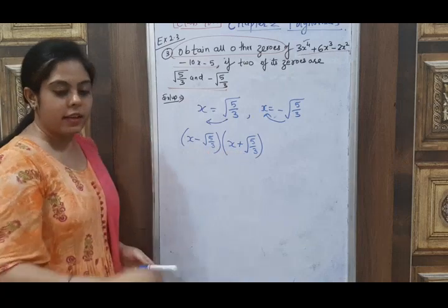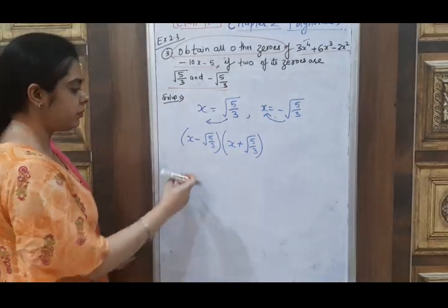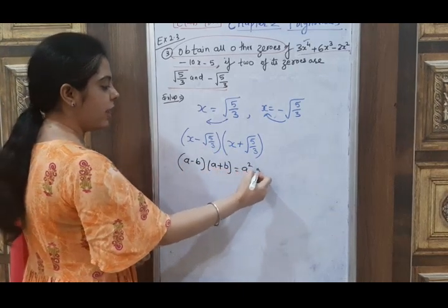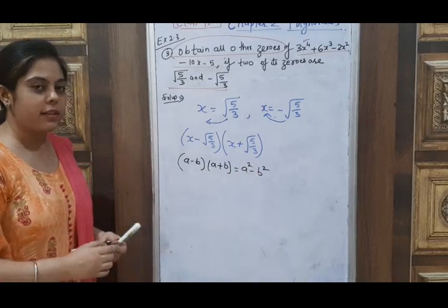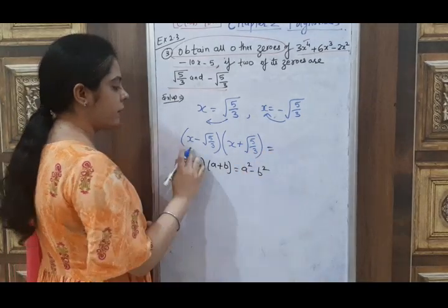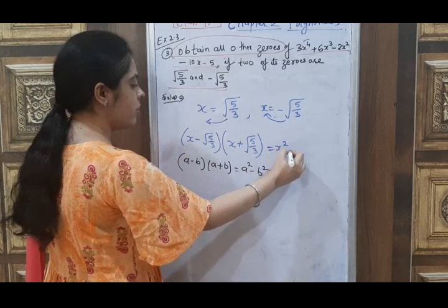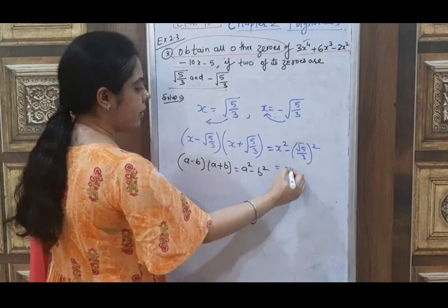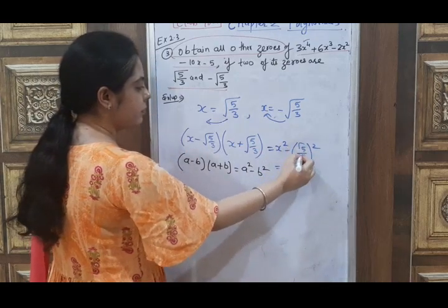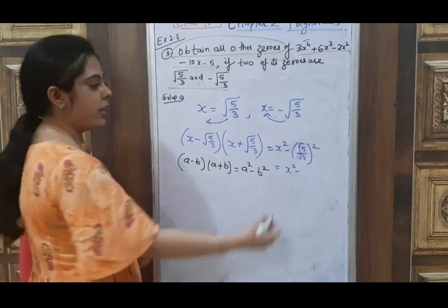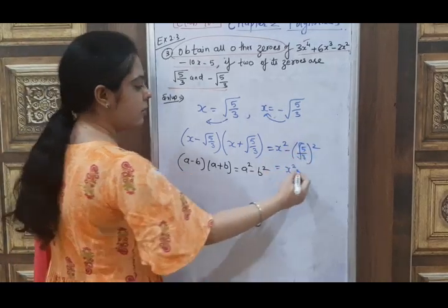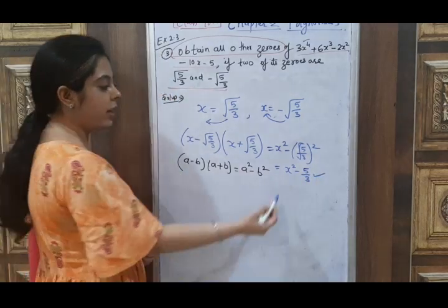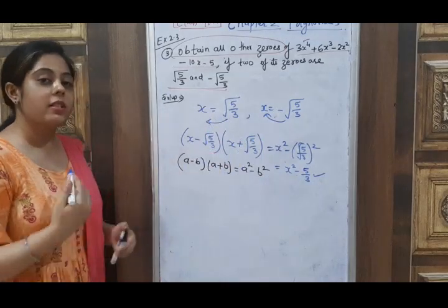Here you can see that we can use the identity (a minus b)(a plus b) is equal to a square minus b square. So use this identity to solve it. So the value of a is x and the value of b is root 5 upon 3. So x square minus, the square and the square root sign will cancel, so the answer will come 5 upon 3. So here after solving it we get x square minus 5 upon 3, which is another polynomial.